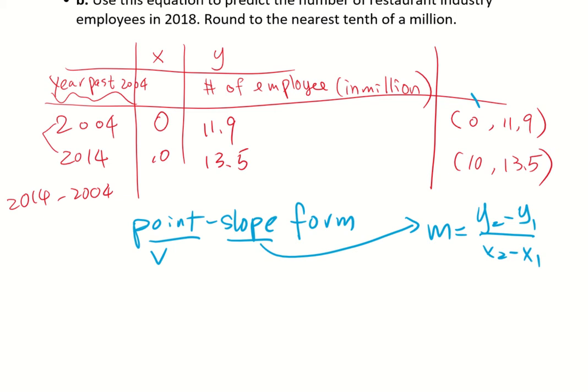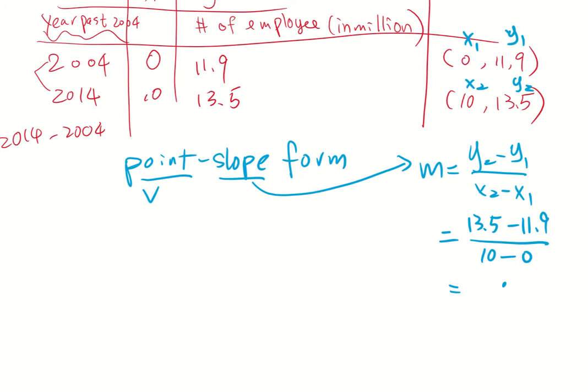Find the slope. Mark the 2 points as x1, y1, x2, y2, and plug in the numbers into the formula. 13.5 minus 11.9 on top, and 10 minus 0 at the bottom. So on top we have, looks like it's a 6. I borrow one, that's 1.6 on top divided by 10. 1.6 divided by 10, you move your decimal point one place to the left. So 0.16 is the slope.